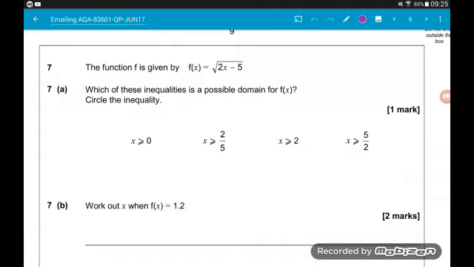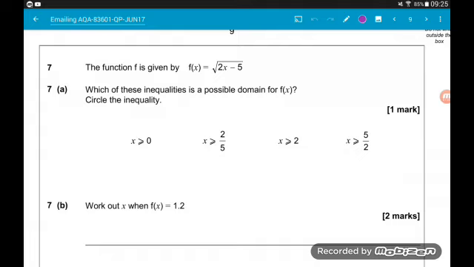Okay, so, question 7 then. The function f is given by f of x is root 2x minus 5. We want to circle the range of values that gives the domain of f of x. So the domain is the range of x values that produce our function with no problem. So it's the range of values x is allowed to be.